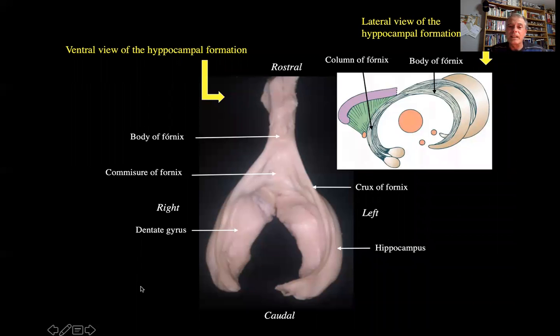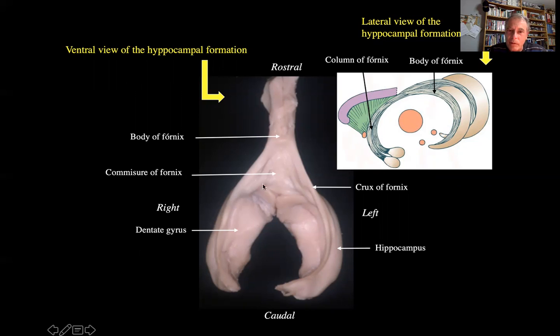So let's understand this hippocampus and the fornix, okay? The fornix is the fibers that are leaving the hippocampus, and they form an arch that surrounds the thalamus, okay? So the fibers that leave the hippocampus form the crus of fornix. They form the crus of fornix right here, and they go up. From both fornices, the fibers are connected by the commissure of the fornix.